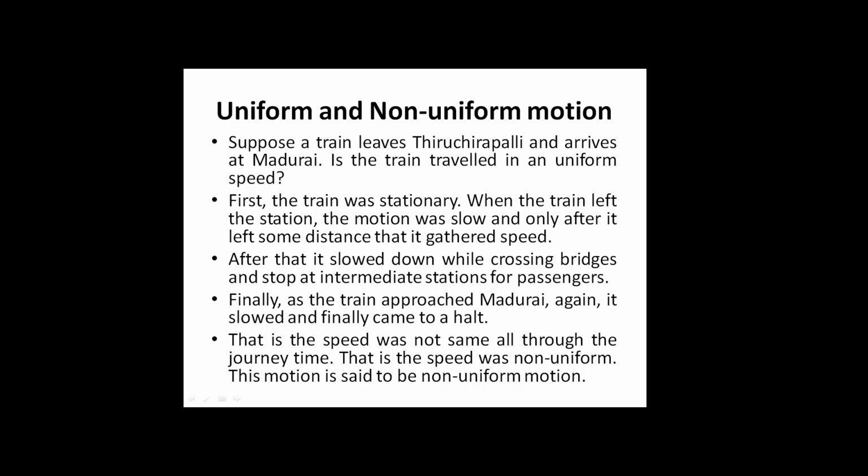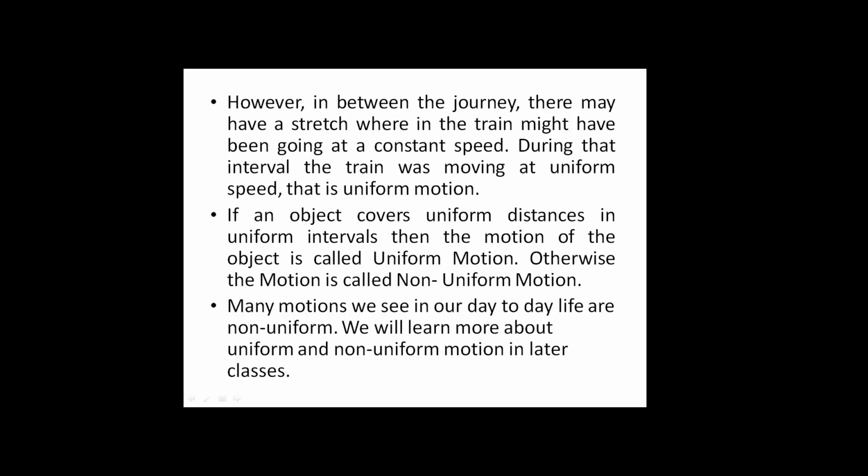That is, the speed was not the same all through the journey time. That is, the speed was non-uniform. This motion is said to be non-uniform motion. However, in between the journey, there may have been a stretch wherein the train might have been going at a constant speed. During that interval, the train was moving at uniform speed, that is, uniform motion.